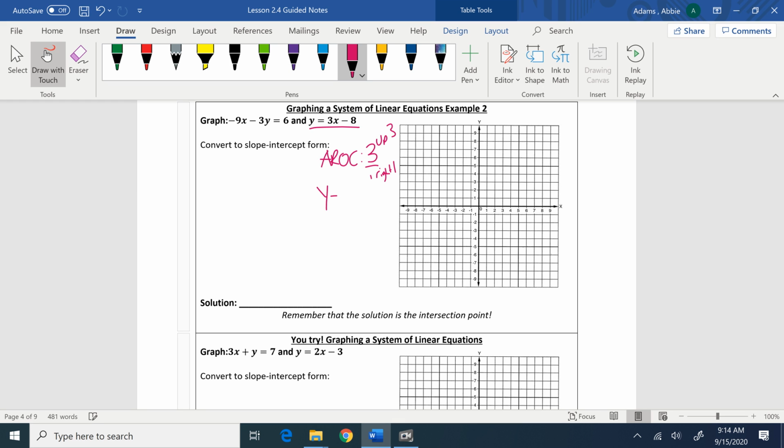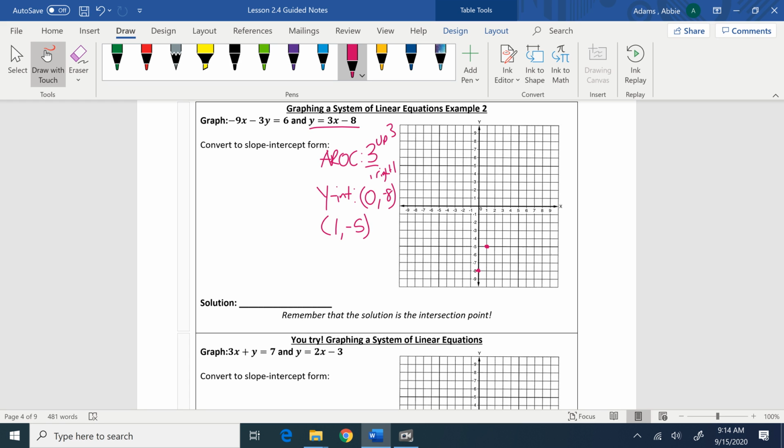And then my y-intercept is at 0, negative 8. So I'm going to start off at negative 8 and go up 3, so 1, 2, 3, to the right 1. So that gets us to the point 1, negative 5.